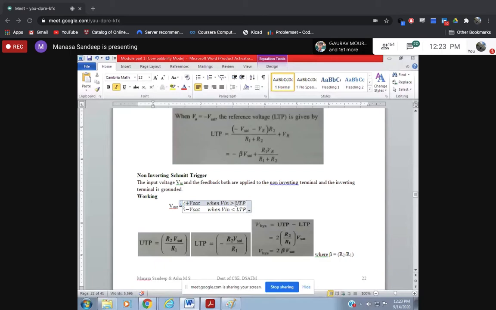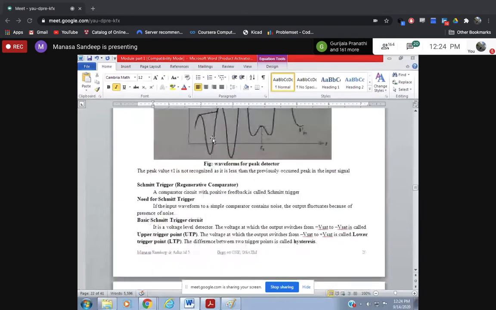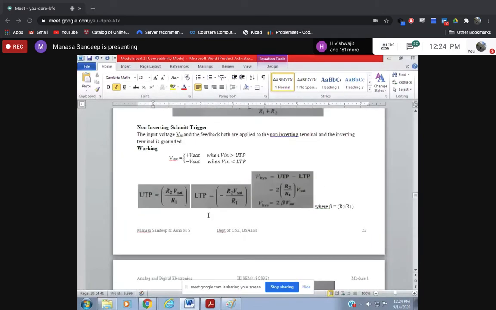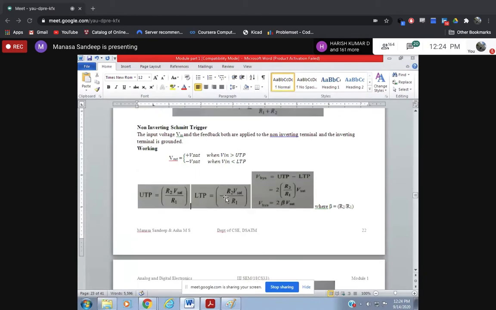So here you can simplify the working. When input is above UTP, output is plus V saturation. When input is less than LTP, output is minus V saturation. Guys, if you memorize this, that is sufficient. You can easily write the explanation for this. Got it? Coming to the UTP and LTP values, there we used to write R1 plus R2, here simply R2 divided by R1 into V saturation. That's it. And hysteresis will be the same for both.